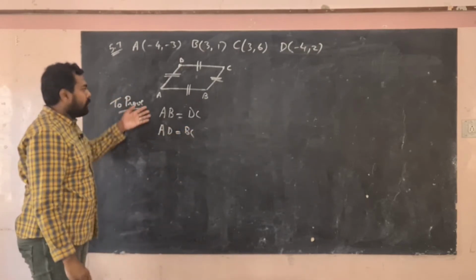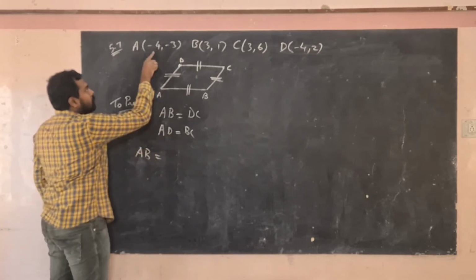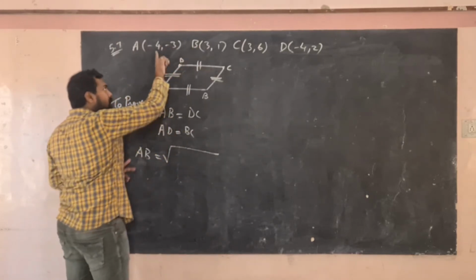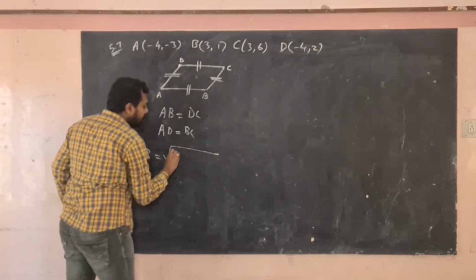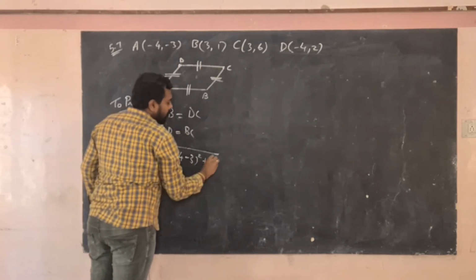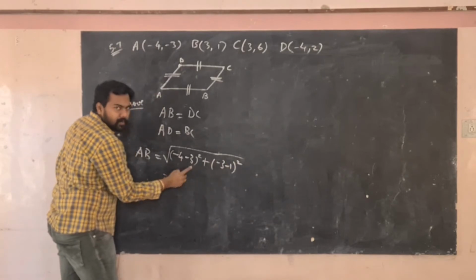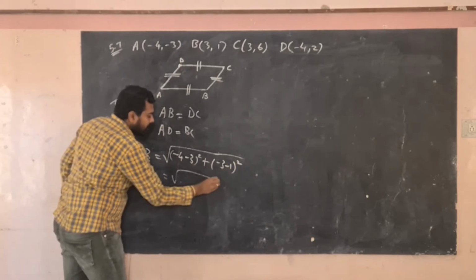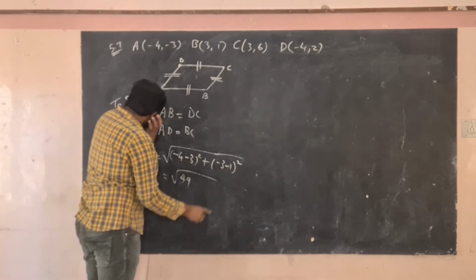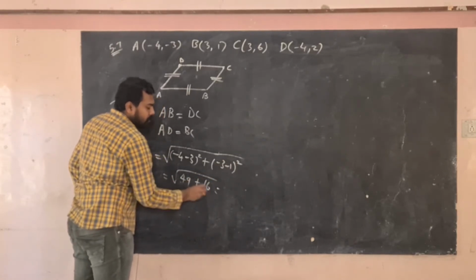So first we will go to AB. How to find the distance between AB? AB equals square root of, take the 2 points, subtract the x coordinates: minus 4 minus 3 the whole square, plus the y coordinates: minus 3 minus 1 the whole square. Minus 4 minus 3 is minus 7, so minus 7 the whole square is 49. Minus 3 minus 1 is minus 4. Minus 4 the whole square is 16. So it is root of 65.